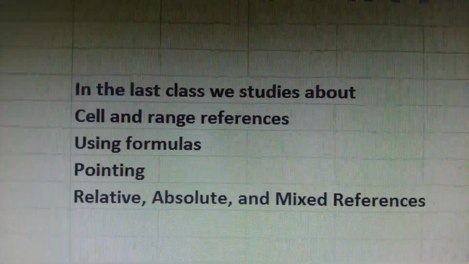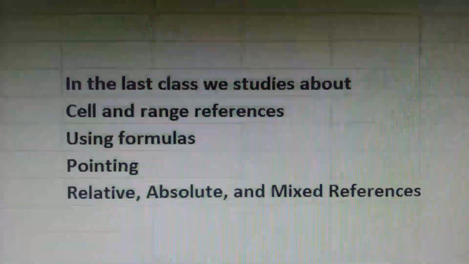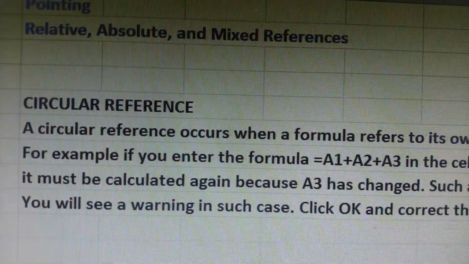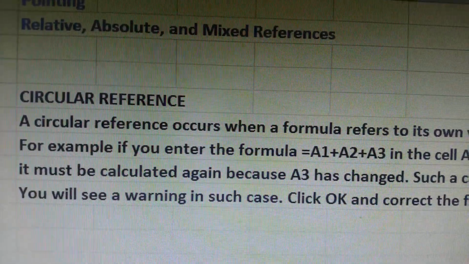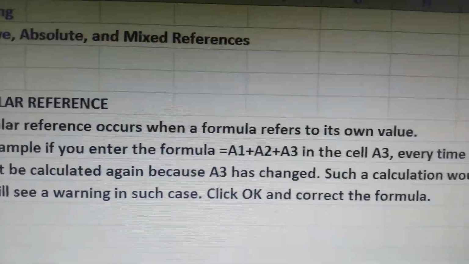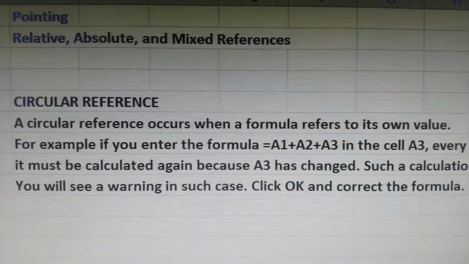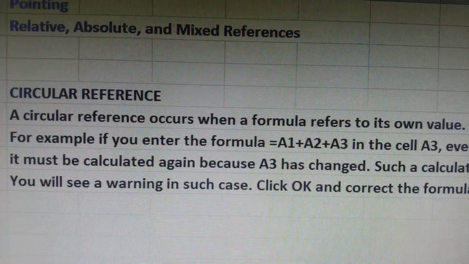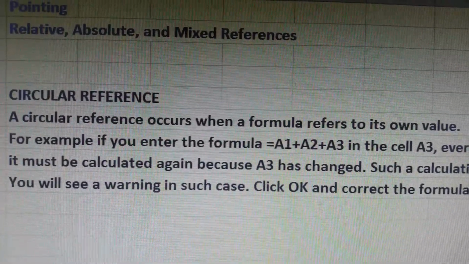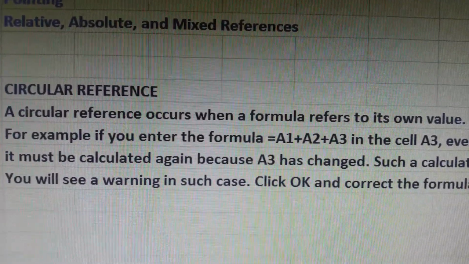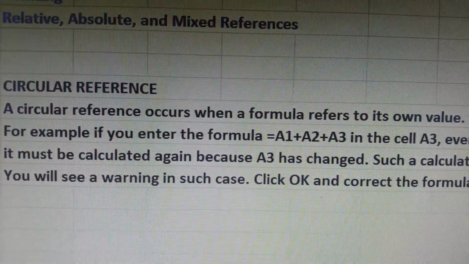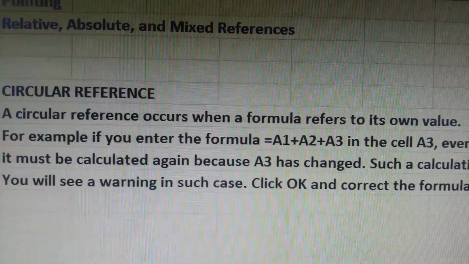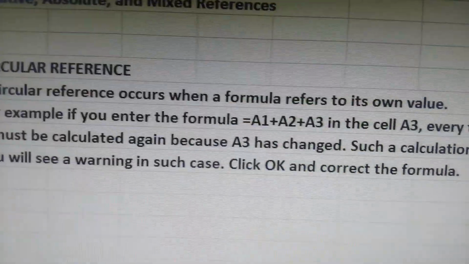Now we are moving to a new topic, circular references. A circular reference occurs when a formula refers to its own value. What does it mean? A circular reference occurs when a formula refers to its own value. For example, if you enter the formula =A1+A2+A3 in the cell A3.